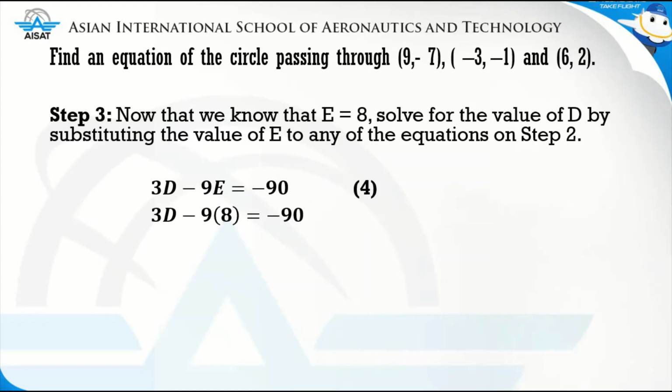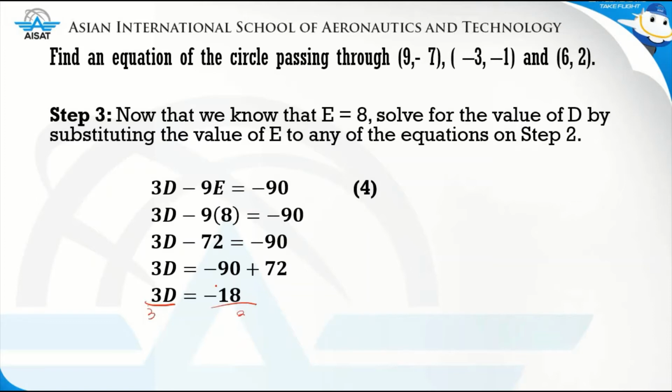So 9 times 8 is negative 72. Next is to solve for 3d, so we transpose negative 72 on the right hand side. So that becomes 3d is equal to negative 90 plus 72. Adding them, we will have negative 18. And then solving for d, dividing both sides by 3. Okay, so we will have d is equal to negative 6.